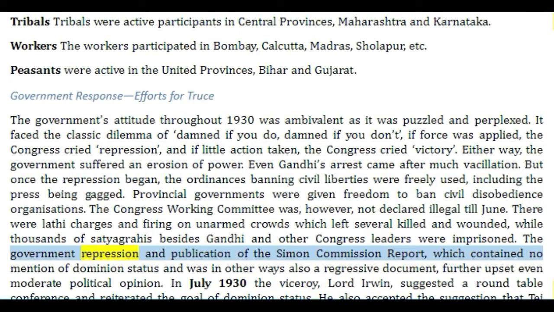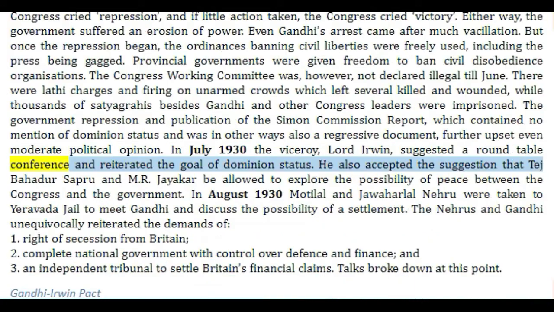The government repression and publication of the Simon Commission report, which contained no mention of dominion status and was in other ways also a regressive document, further upset even moderate political opinion. In July 1930, the Viceroy, Lord Irwin, suggested a round-table conference and reiterated the goal of dominion status. He also accepted the suggestion that Tej Bahadur Sapru and M.R. Jayakar be allowed to explore the possibility of peace between the Congress and the government.